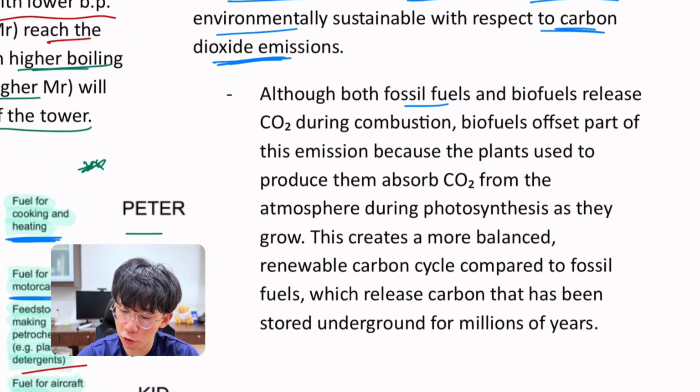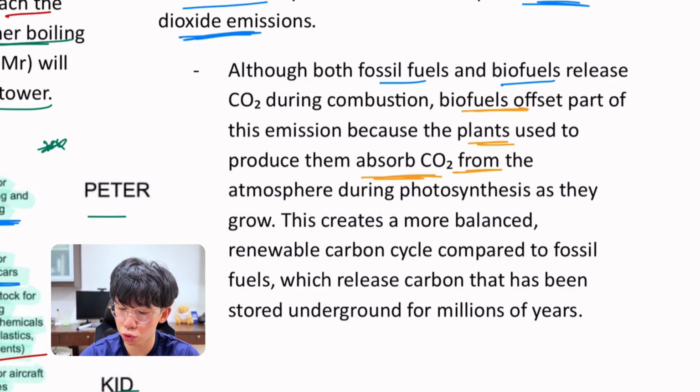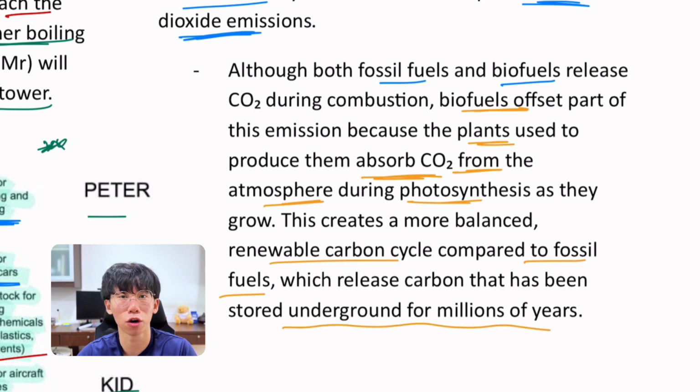While both fossil fuels and biofuels release CO2 during combustion, biofuels offset this because you had to grow the plants in the first place. Beforehand, before they were used as fuels, the plants had to absorb CO2 to grow and do photosynthesis. This creates a much more balanced and renewable carbon cycle compared to using fossil fuels, which just release carbon that has been stored underground for millions and millions of years.